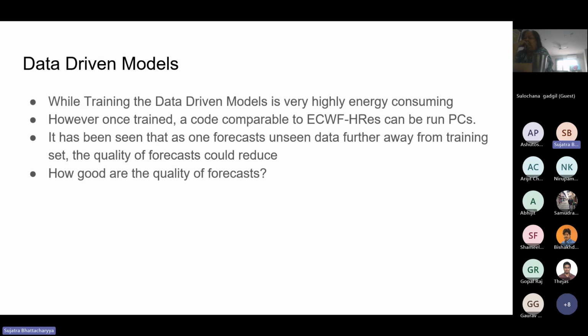One thing we need to keep in mind in today's world is that we think, okay, when I'm using a data-driven model, I just click on a PC and I get a forecast. But what's going on behind it, we are not very familiar with. They are highly energy consuming.